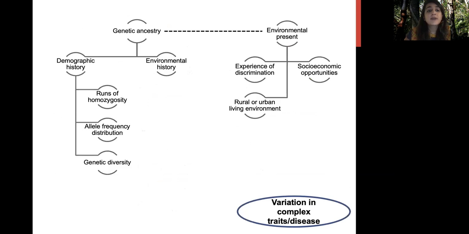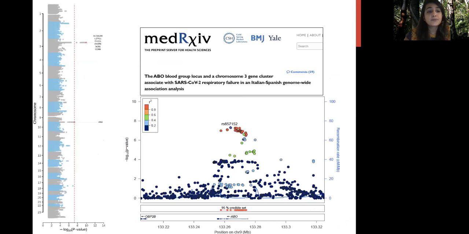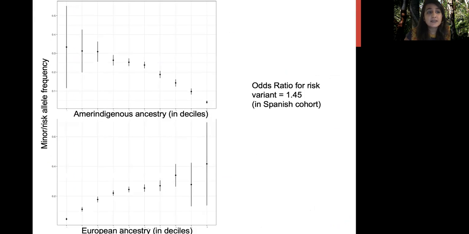Lastly, we looked at the impact of demographic history on genetic variation at the ABO locus, which has been associated with having severe COVID symptoms or respiratory failure. We find that amerindigenous ancestry is protective against severe COVID, as may be caused by the ABO genetic variant. This can be seen as the frequency of the ABO risk variant decreases with increasing amerindigenous ancestry.